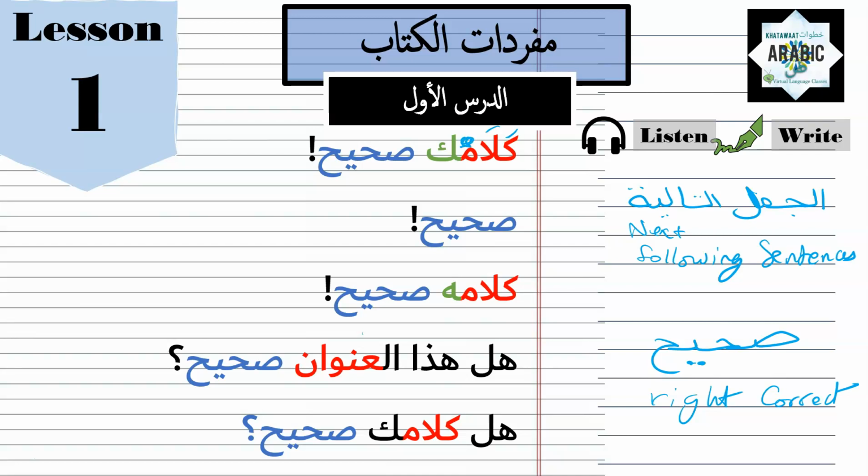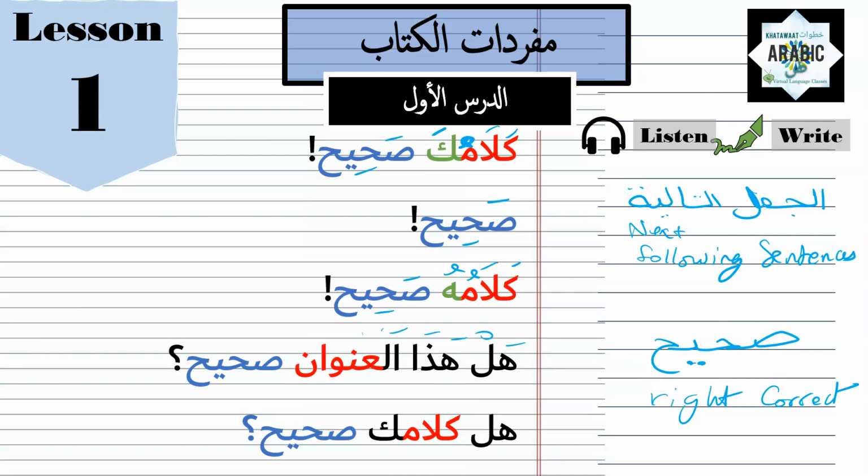كلام, and I put dhamma there. كلامك صحيح. You're saying, or what you're saying is right, is correct. If someone is talking to you and you're trying to show your agreement, you would say right, right. صحيح, correct, right. كلامه, his words or his talk. كلامه صحيح.